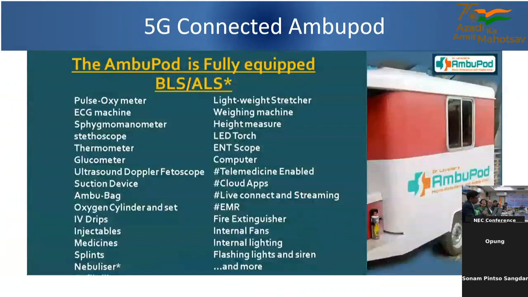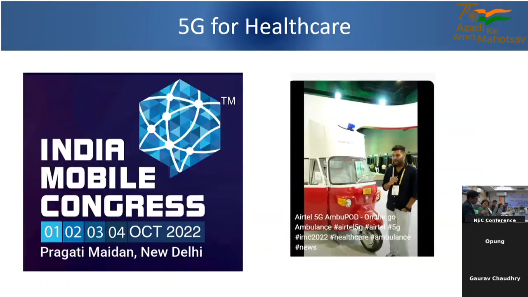So one more show was there. Sir was also talking about Embu Pod. So there is one small company. They have created an entire setup of basic life-saving and advanced life-saving, BLS, ALS, as they call it, equipment onto a three-wheeler, right? They are calling it Embu Pod. So these are the tests which are possible. I'll just show you. This was being showcased in IMC. I have captured one video from somewhere, which was from the IMC.